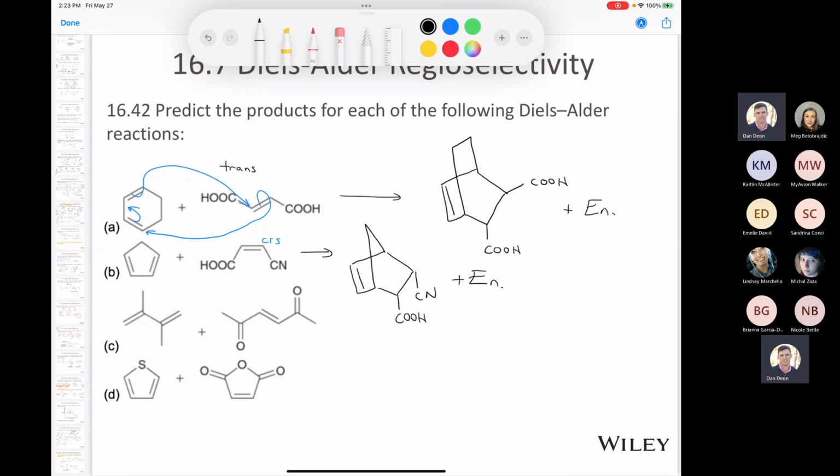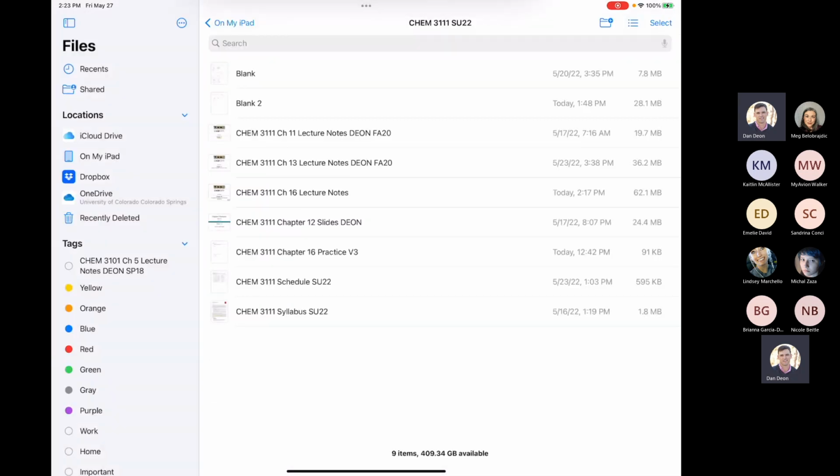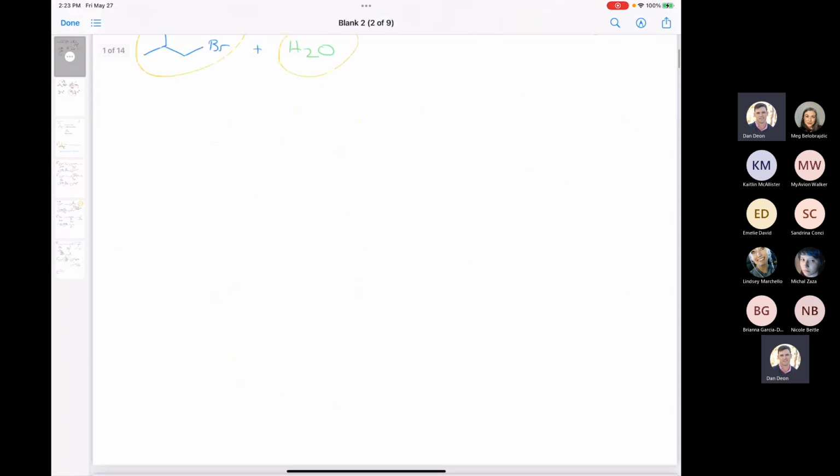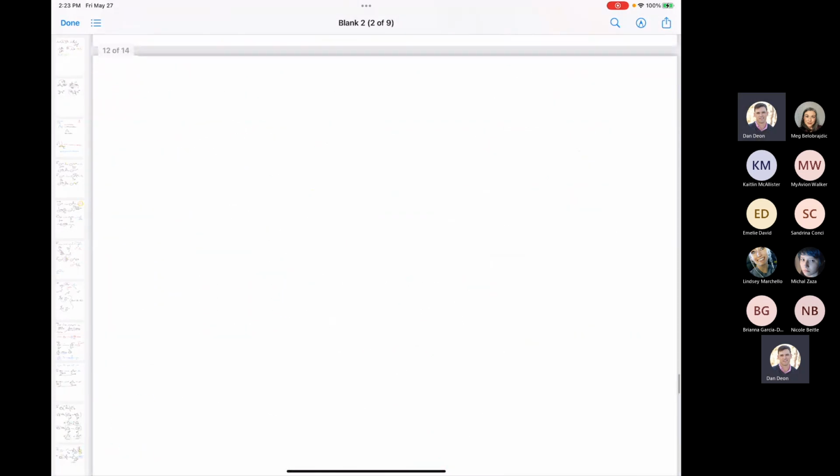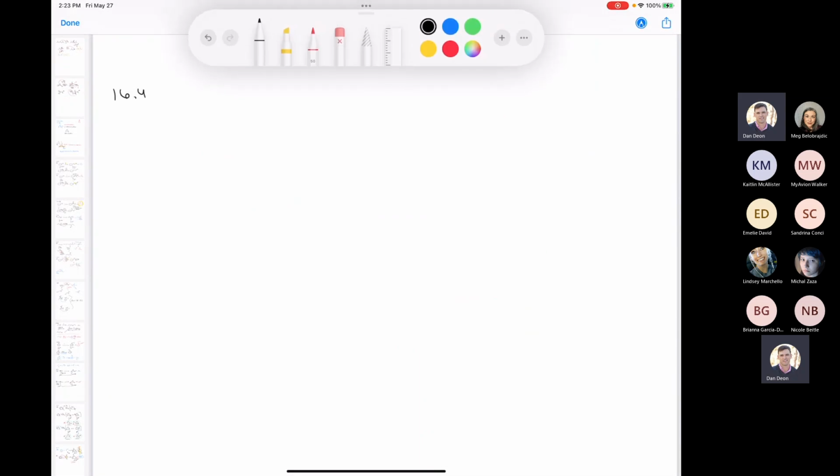Well, the next one, I'm kind of running out of space here, so I'm going to switch over to a blank document. So this is 16.42C. So just bear with me to find us some space to do this problem. Here we go. So we're at 16.42C. And the way that they've drawn the diene is they've drawn it in an S-trans conformation. I'm just going to save myself a little bit of time, and I'm going to draw it in the S-cis conformation, like this, where I have the double bond here and the double bond here. Again, this is the S-cis conformation.